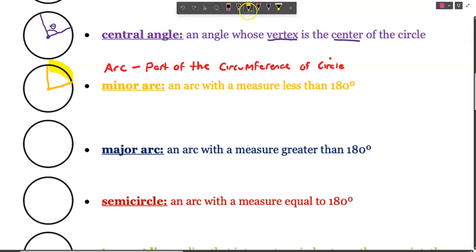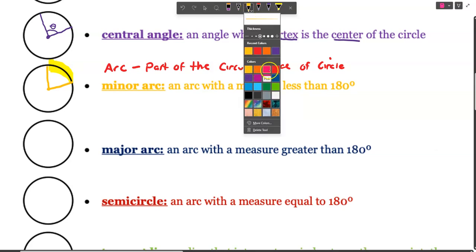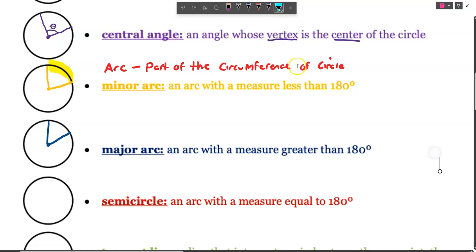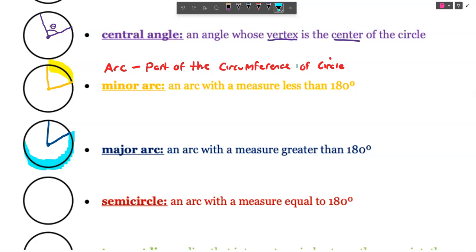Versus what happens when we talk about the opposite. What is a major arc? Well, let me draw that same angle here for you. When I'm referring to the major arc, I'm referring to the part of the circle that's more than 180. Basically, the part that is going around the entire outside of the circle like this. So a minor arc is going to be less than 180, and a major arc is greater than 180.